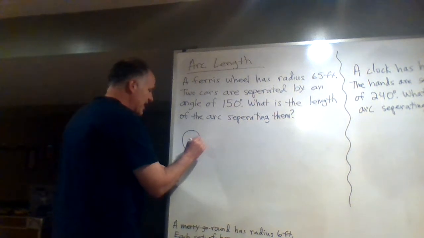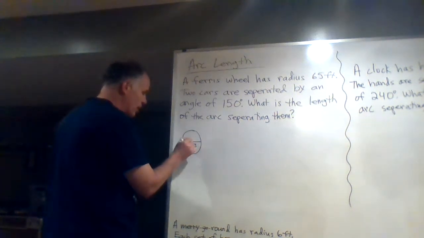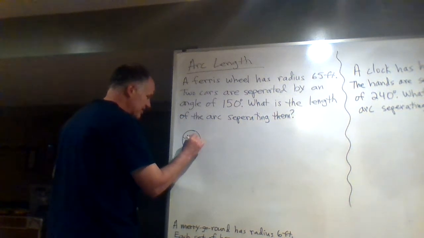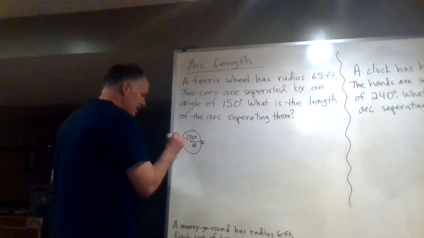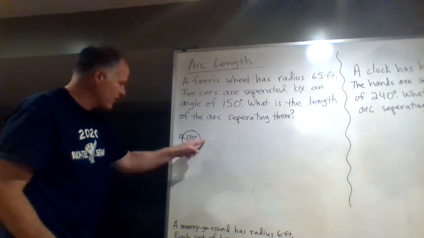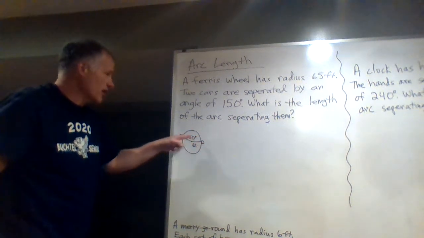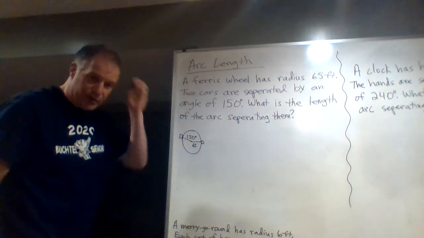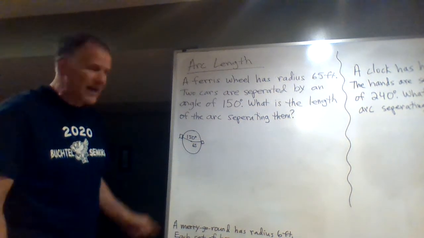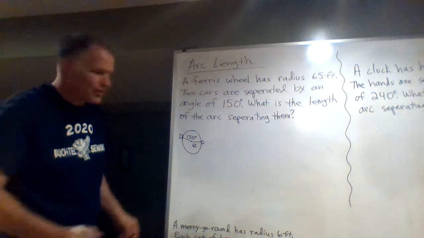And then what they're saying is that between two cars is 150 degrees. So there's a car here, and there's another car here. Obviously there's other cars in between, but they're asking, what's the arc length separating those two cars? Now what's nice, guys, is we've already done this math. You just have to think about what the numbers stand for.